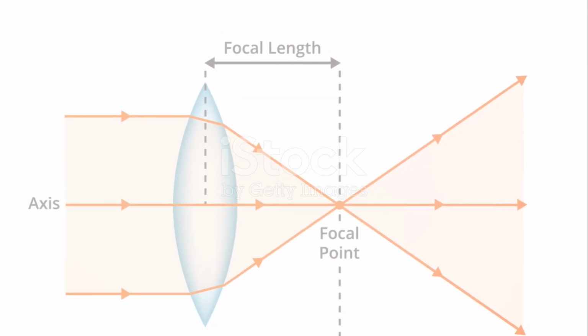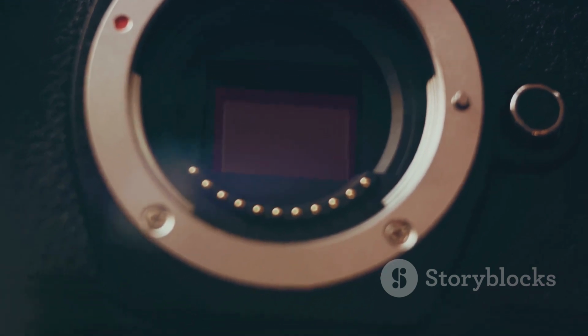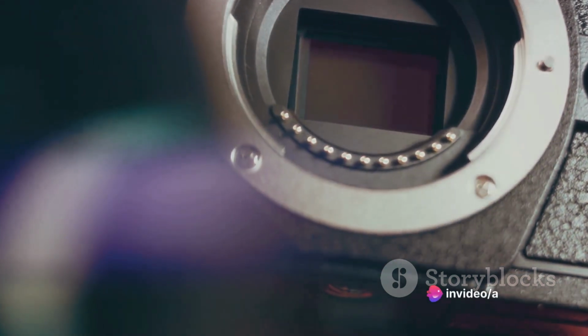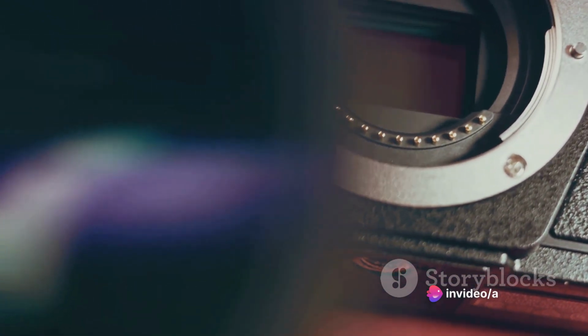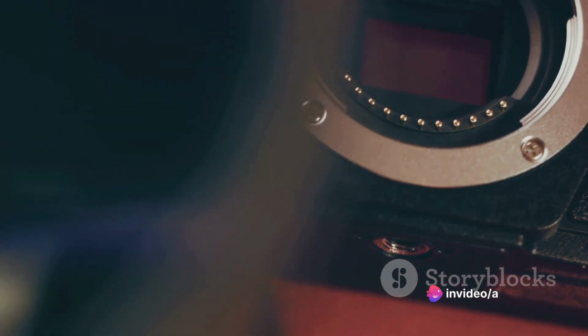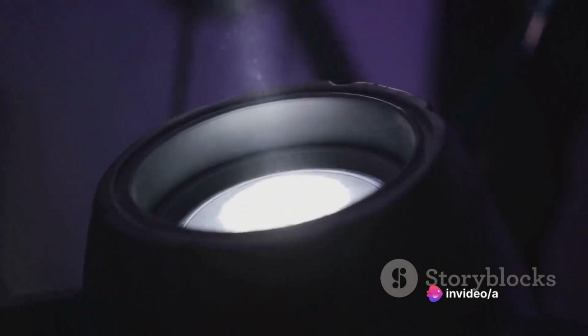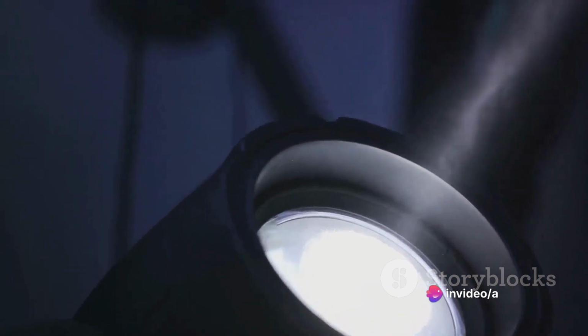Lenses come in two main types: concave and convex. A convex lens, like the one in a magnifying glass, bulges outward. It's thicker in the middle than at the edges, causing parallel light rays to converge or come together at a point. This ability to focus light is why convex lenses are used in devices like cameras and microscopes. A concave lens, on the other hand, is thinner in the middle and thicker at the edges.